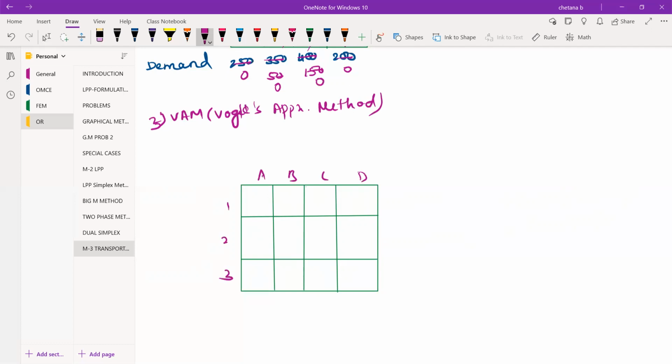I'll take the same cost values: 3, 1, 7, 4, 2, 6, 5, 9, 8, 3, 3, 2. Same supply: 300, 400, 200. And demand: 250, 350, 400, 200.